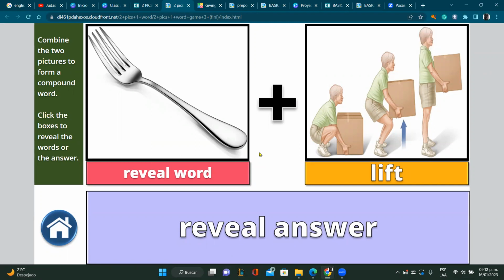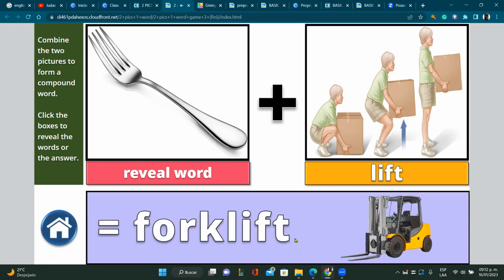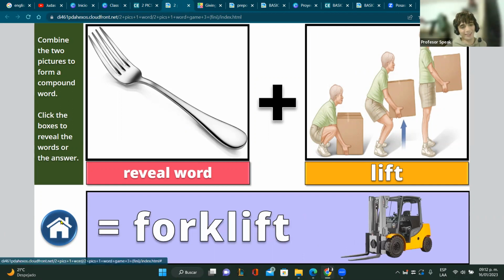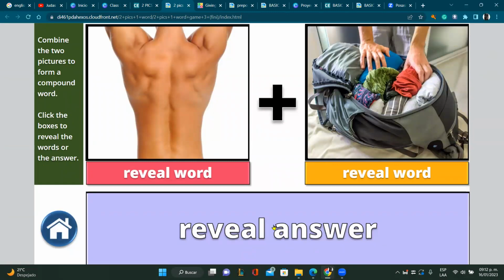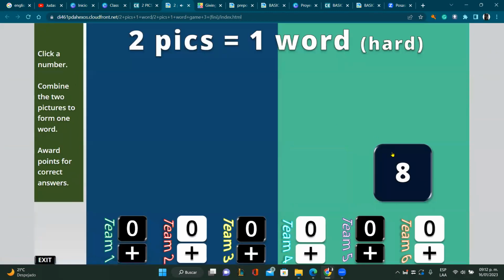What is this? Spoon lift. Sorry. Ay, no recuerdo cómo se llama. Forklift. Perfect. This is a forklift. Backpack. And the last one.